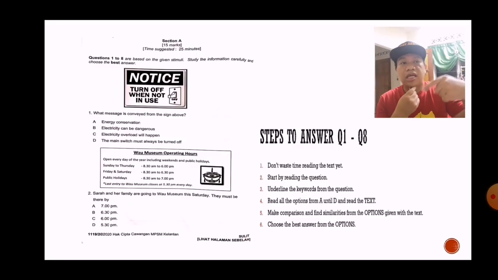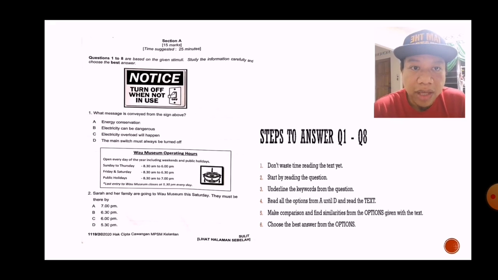Look, see? This is a bit confusing. C is 6 p.m. D is 5:30 p.m. So it means only one thing. Satu dia maksudnya kat situ, ada dua jawapan. Two options that somehow answer the question. Okay? 5:30 and 6 p.m.